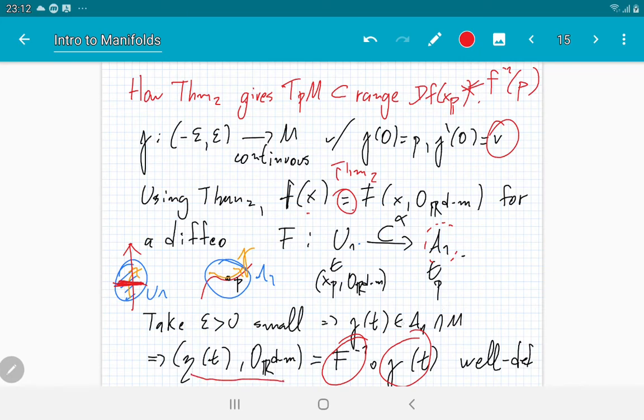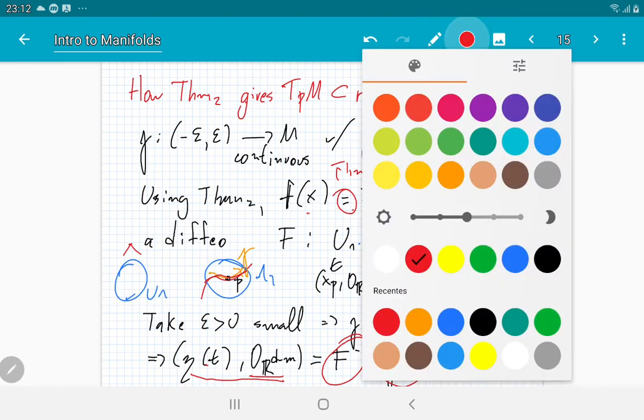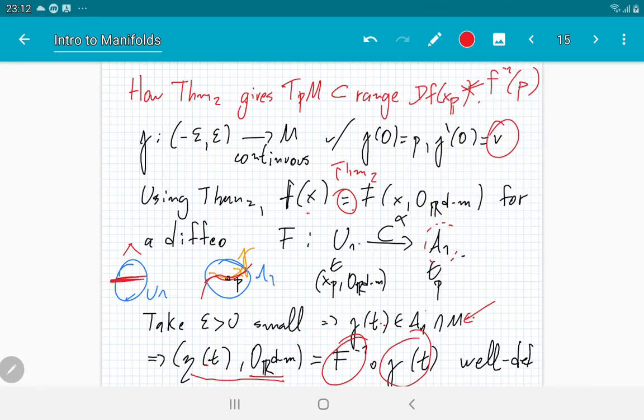How do I know that? Well, because the points in the curve all lie in A1 intersection the manifold. And for points in the manifold, I know that the preimages always have the last d minus m coordinates equal to 0. So points here get mapped here. In fact, my drawing is not very good. I should have said, just like gamma lies in this one-dimensional surface, eta is somewhere here, also one-dimensional. Well, this should really be m dimensions, but you will forgive me for not being able to draw m dimensions.